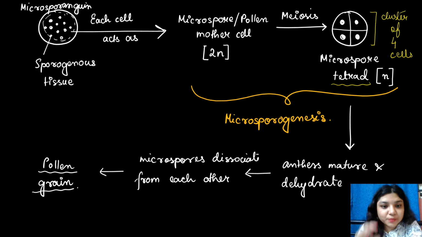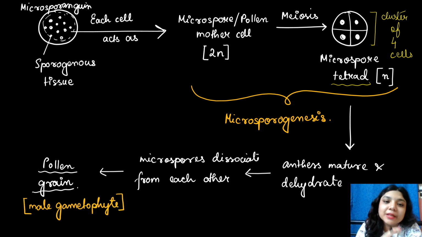And each of these pollen grains is going to represent the male gametophyte. Is this concept clear? So what have we seen? From each microspore mother cell, we are getting 4 pollen grains. So inside each microsporangium, several thousands of microspores are formed. That means thousands of pollen grains are formed. Once the anther dehisces, all of these thousands of pollen grains are released.